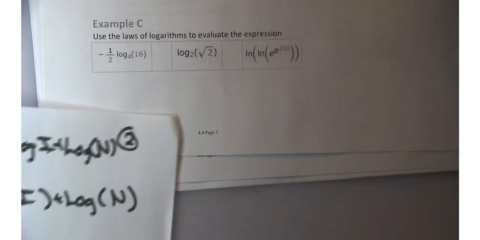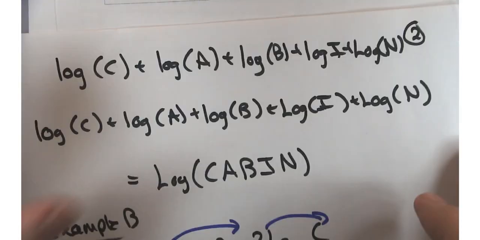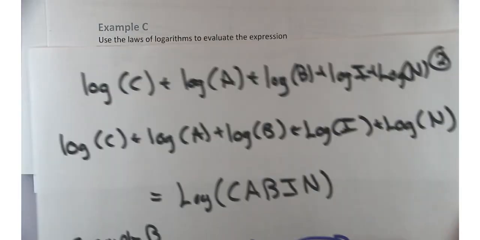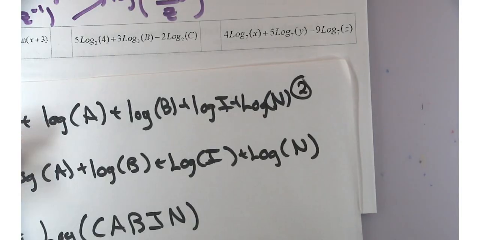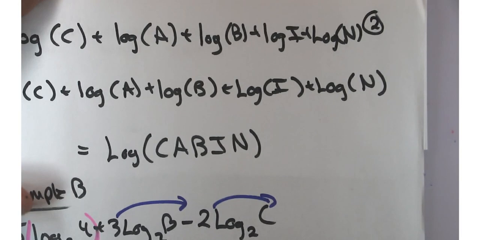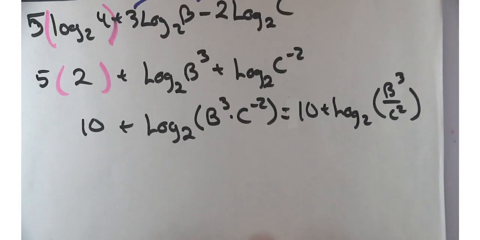All right. Let's try another one. Eventually what I want to do is give you a bunch to sort out yourself using these properties of logs. Let's try this one. So 4 log base 7 of x plus 5 log base 7 of y minus 9 log base 7 of z. So let me copy that down here.